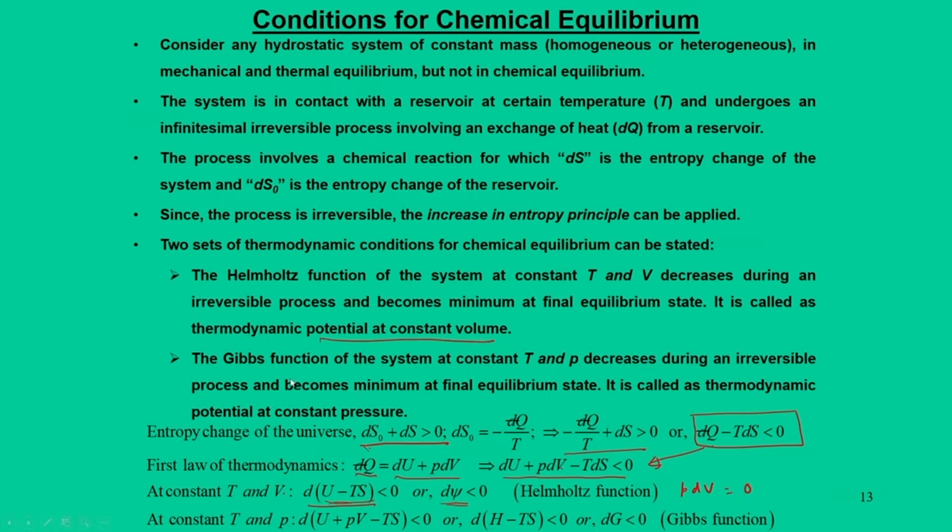Another term that comes in is the Gibbs function. For the system at constant T and P, it decreases during an irreversible process and it becomes minimum at the final equilibrium state. So, the Gibbs function is minimum at the final equilibrium state, the Helmholtz function is minimum at the final equilibrium state. This is called the thermodynamic potential at constant pressure, when the Gibbs function becomes minimum at the final equilibrium state. So, this is all about this lecture.